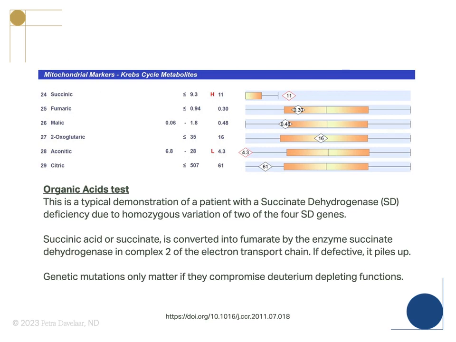This is a real-life organic acid test result from a patient with a succinate dehydrogenase deficiency due to homozygous variation of 2 of the 4 succinate dehydrogenase genes. This allosterically affects the other enzymes, leading to submolecular dysregulation and tumor formation. This causes the same dysfunctional mitochondria as I showed on the previous slide, the normal cells that were treated with 3-NPA, a succinate dehydrogenase inhibitor. Genetic mutations only matter if they compromise deuterium depleting functions.